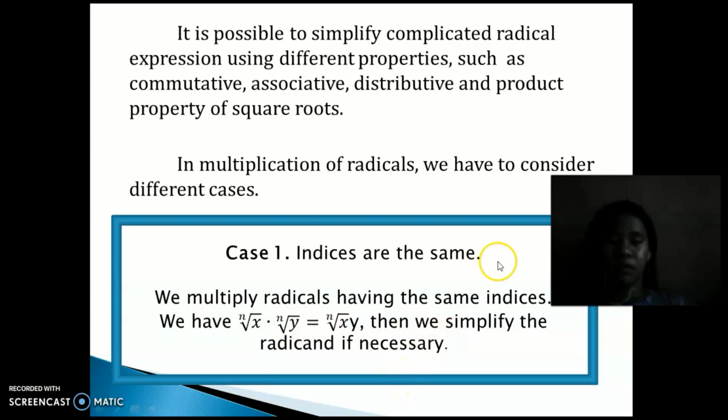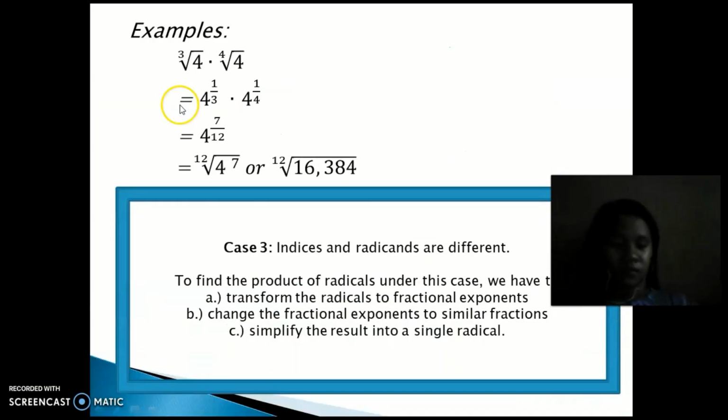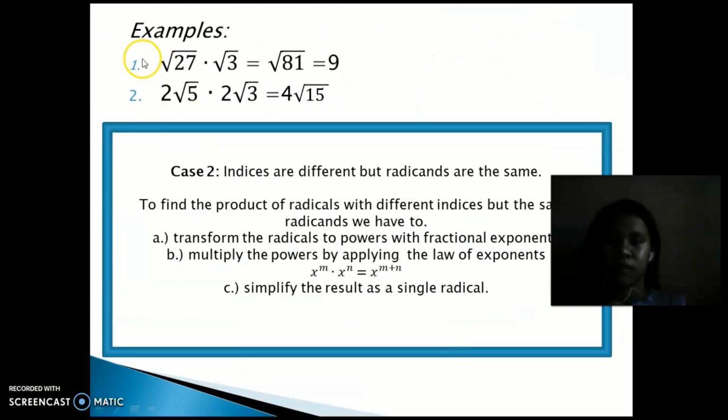So we have an example. We have the square root of 27 times the square root of 3. So we need to multiply 27 times 3. If we multiply 27 times 3, we have the square root of 81. The square root of 81 is 9.